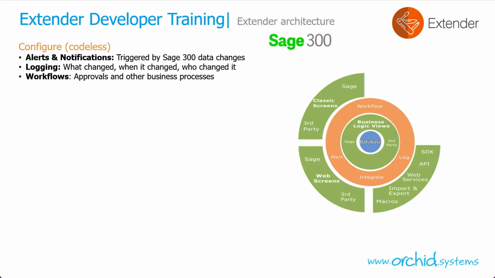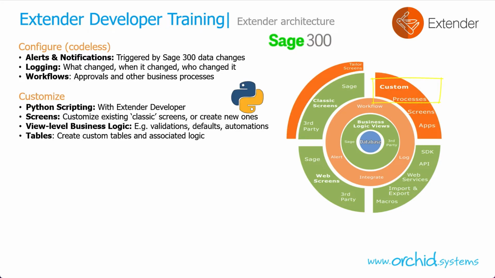And then using the Developer Edition, you can create your own custom processes and screens, and you can tailor the VB screens, the classic screens. And we're working on being able to amend the web screens. So Extender Developer Edition uses Python to enable you to write your own custom screens or processes or apps, and to tailor the existing VB screens. And it also allows you to amend or add to the underlying business logic.